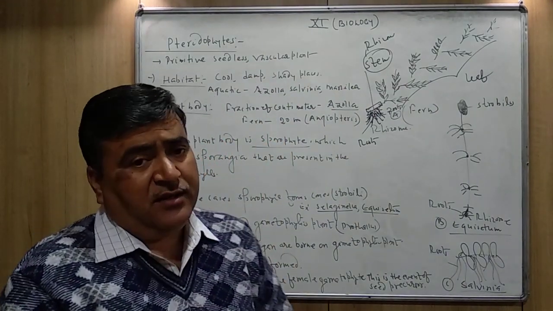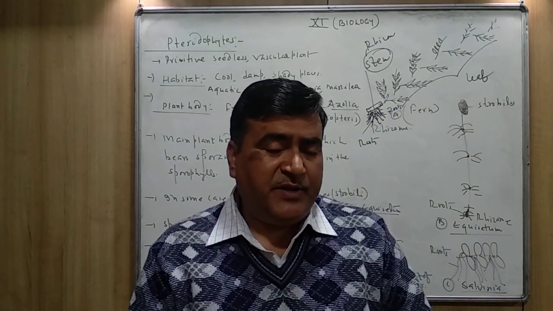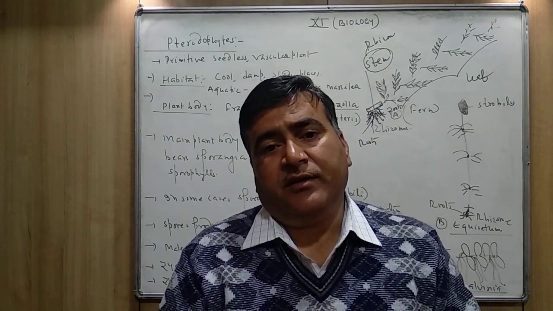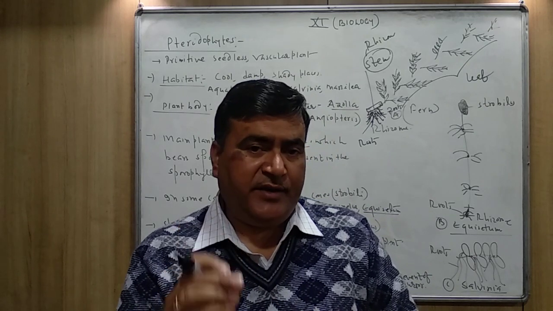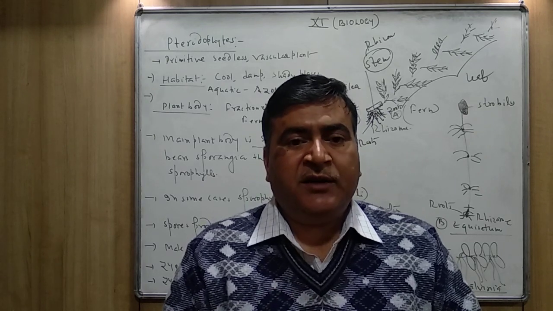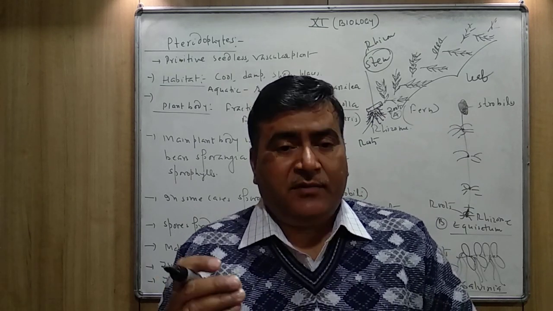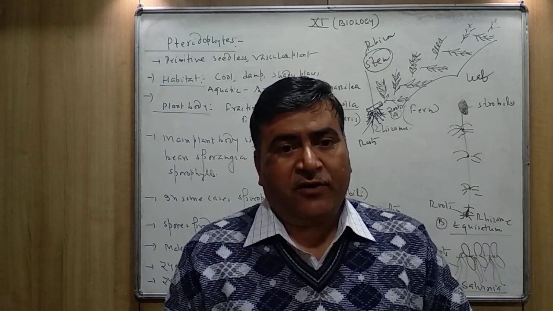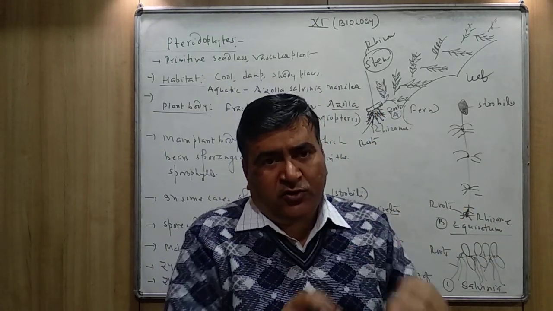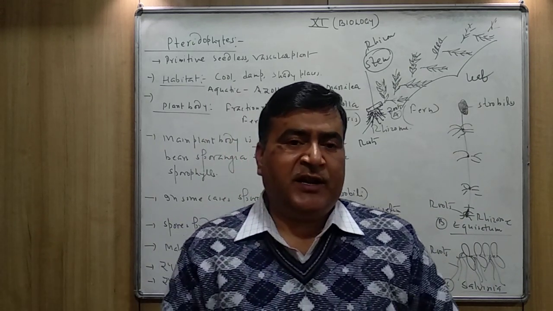In pteridophytes, all the members of the pteridophytes, like Bryopteris, Selaginella, Equisetum, Marsilia, Azolla, the plant body is well differentiated into roots, stem and leaf. And the stem is generally underground, and this underground stem is called rhizome, and from the rhizome so many roots arise, and the roots can absorb water and minerals from the soil.